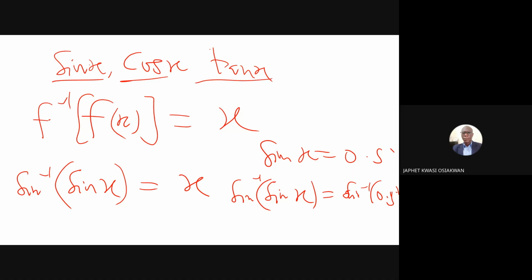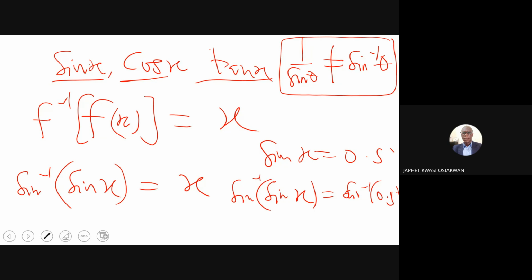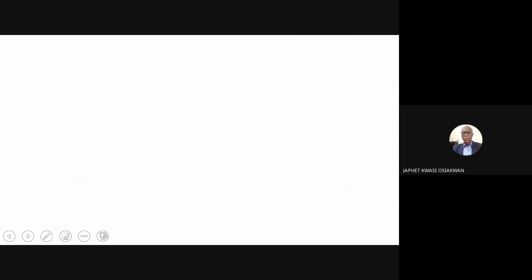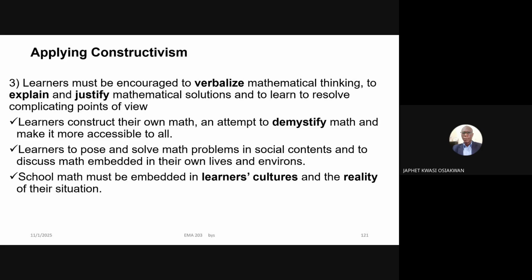So let them understand that all these ratios are functions. Once again, 1 over sine theta is not the same as sine inverse of theta. Not at all. 1 over sine theta is cosec. 1 over cos theta is sec. That's good. Any question?